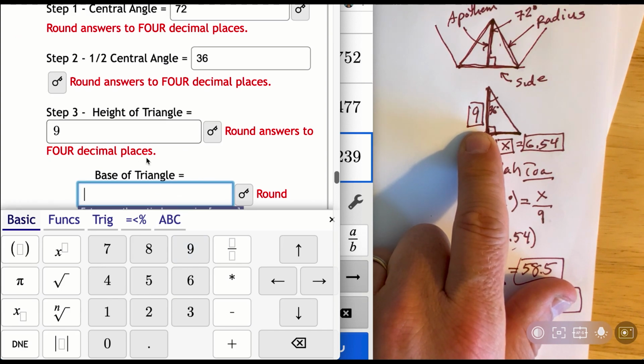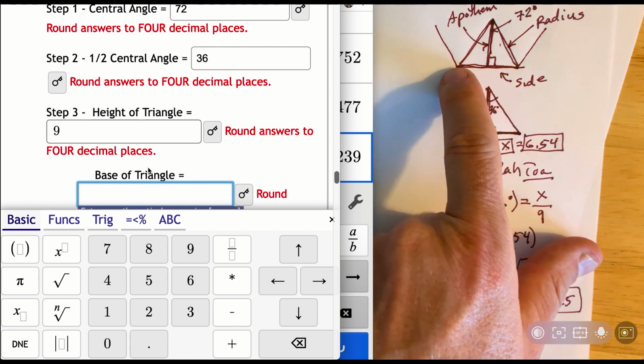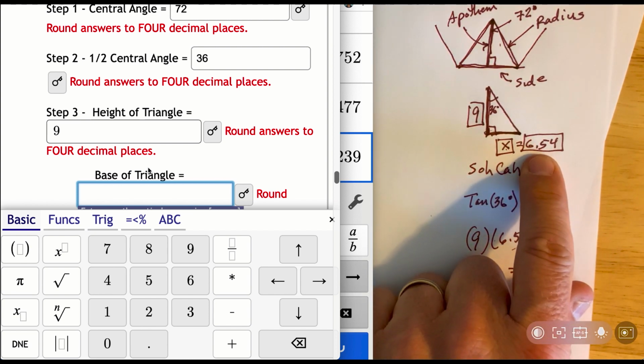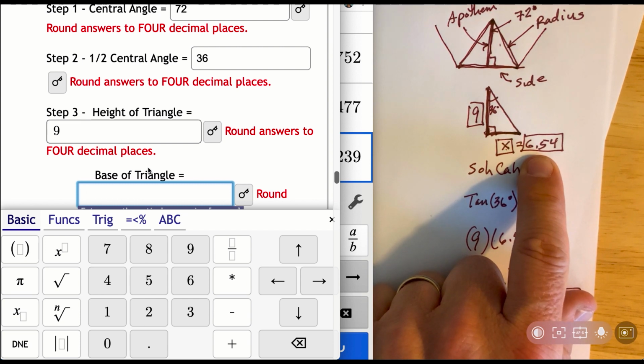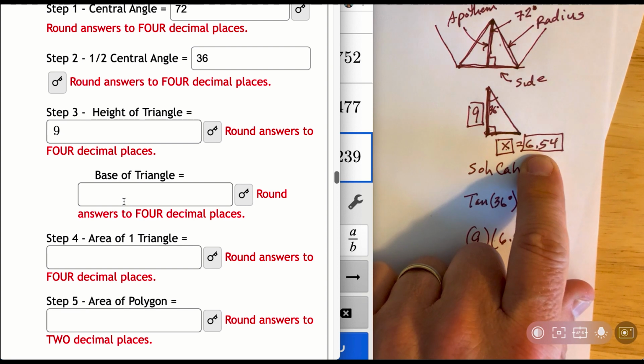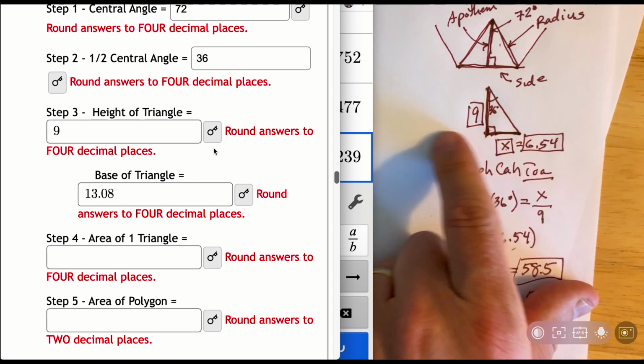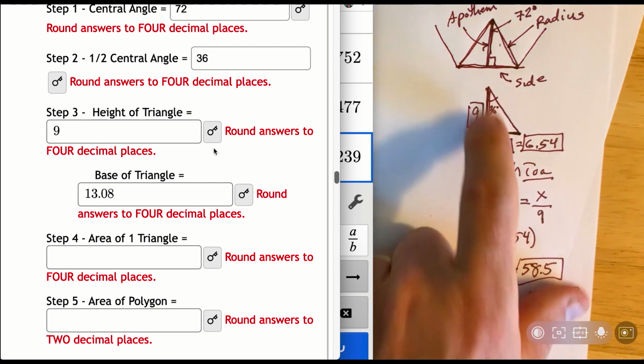Now, this question, the way it's set up here is they want to know the length of the entire side. So if this side right here was 6.54, I have to double that, which would then be 13.08. Let's try that. Let's see if 13.08 works. 13.08, because I have to have 2 of these to complete the entire base of that wedge triangle.